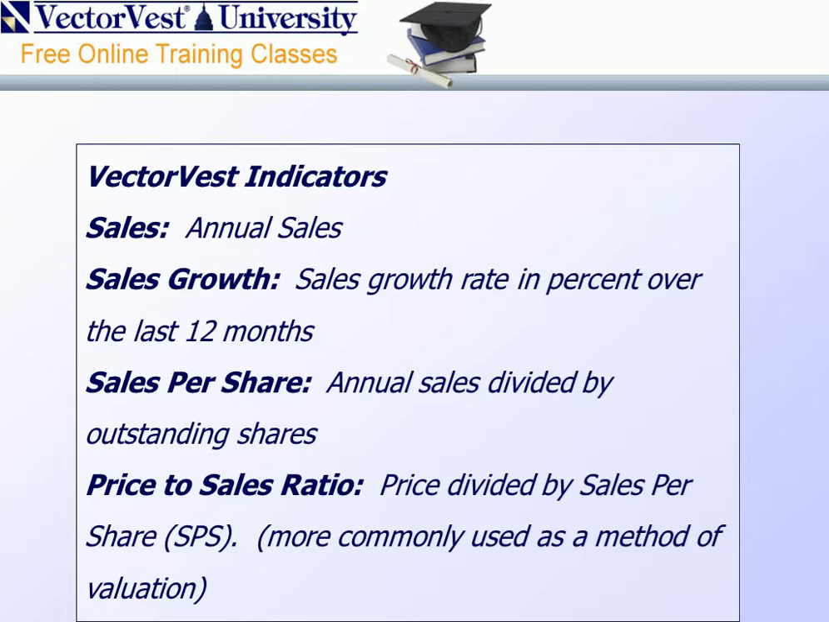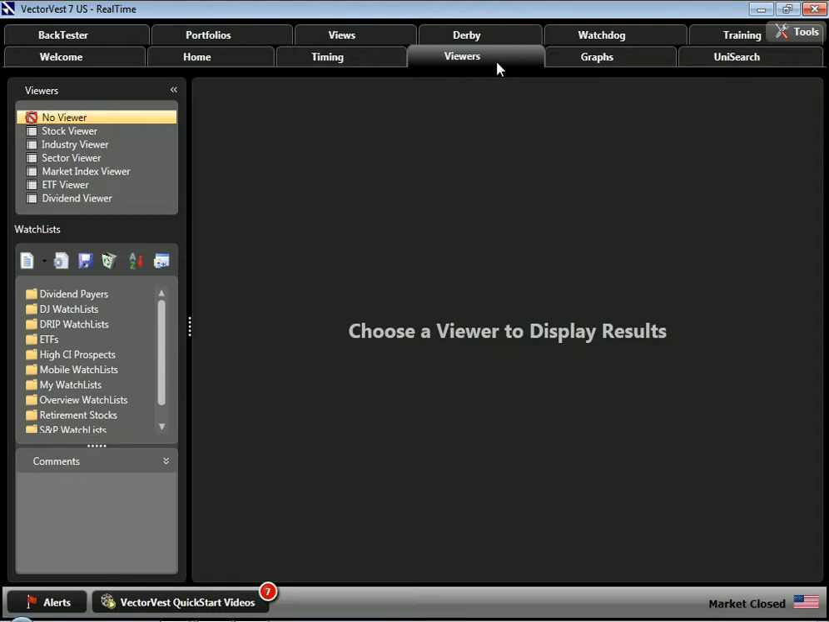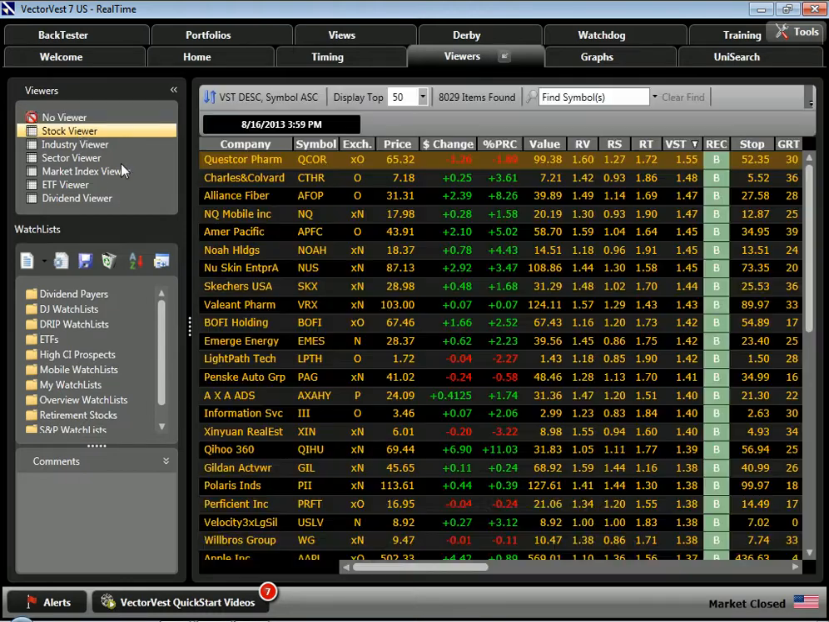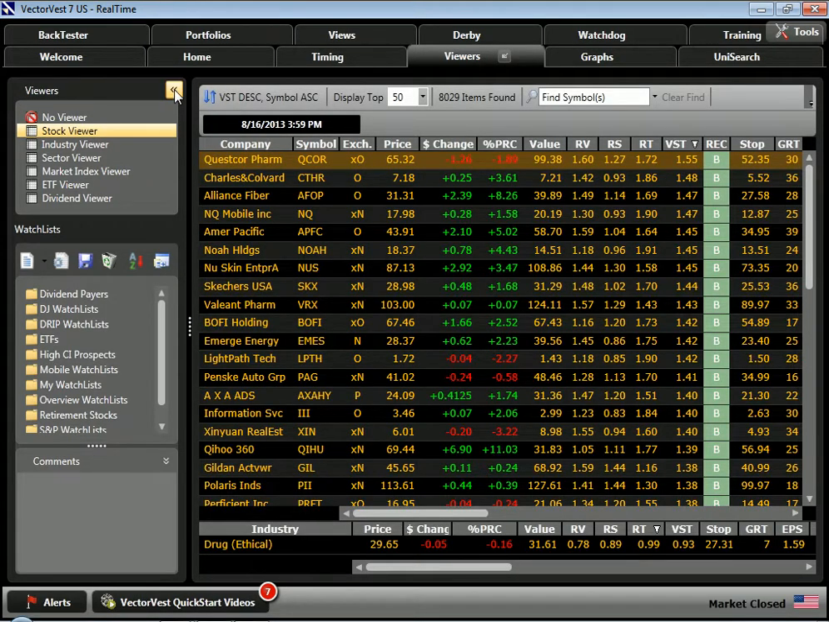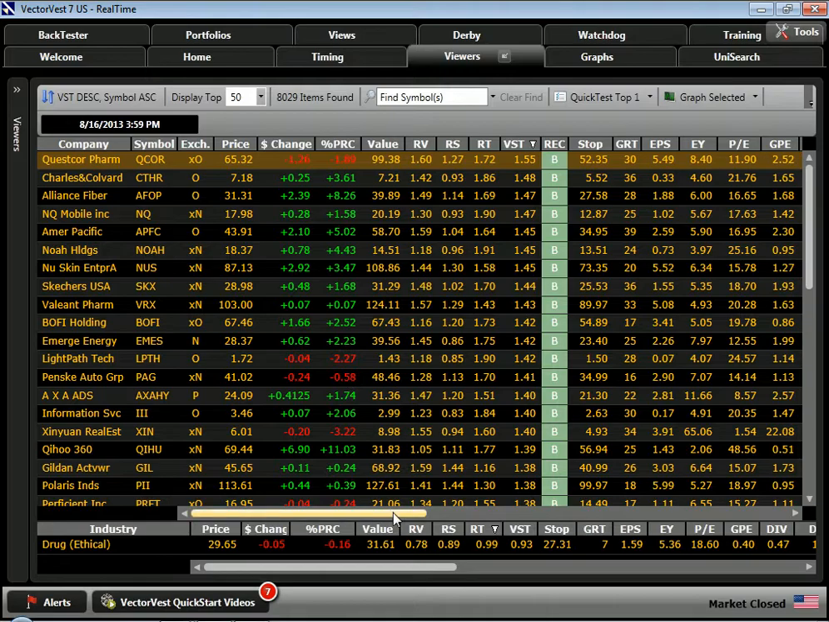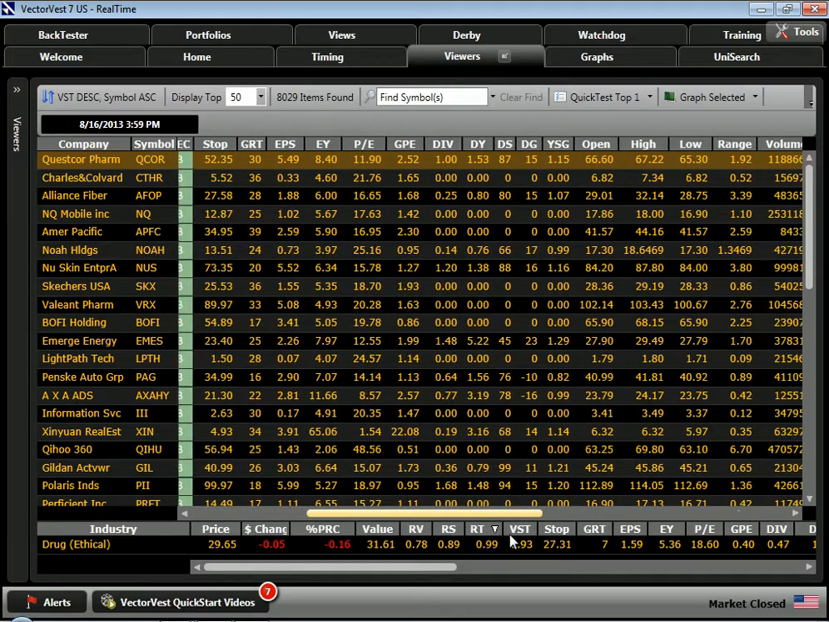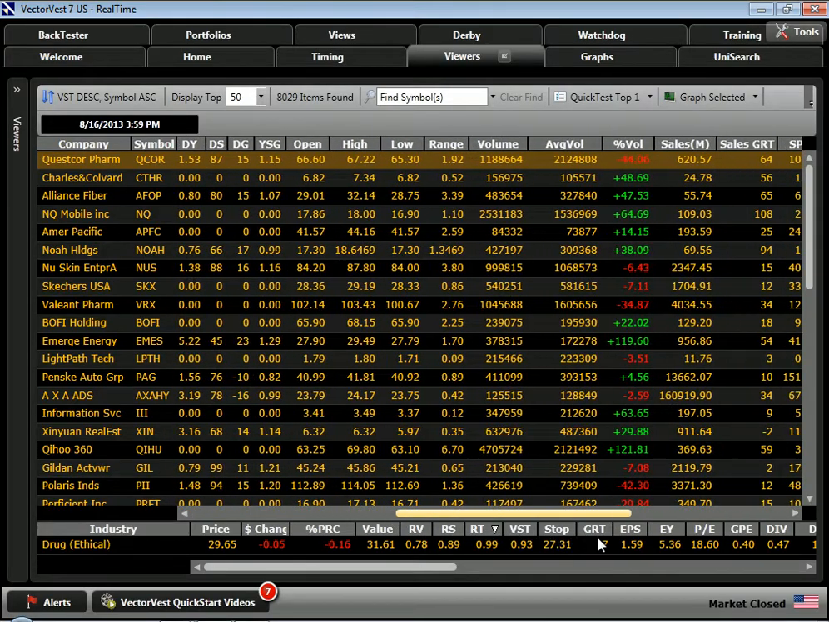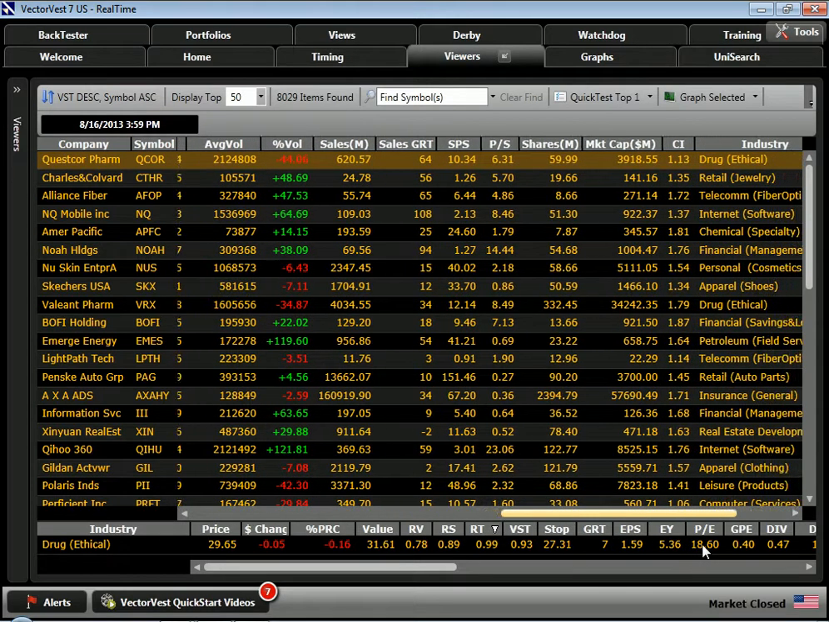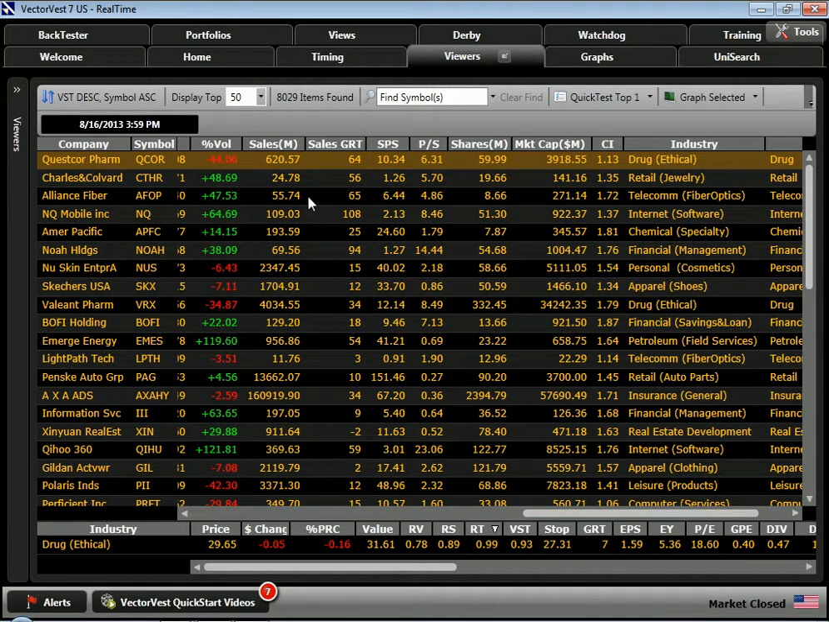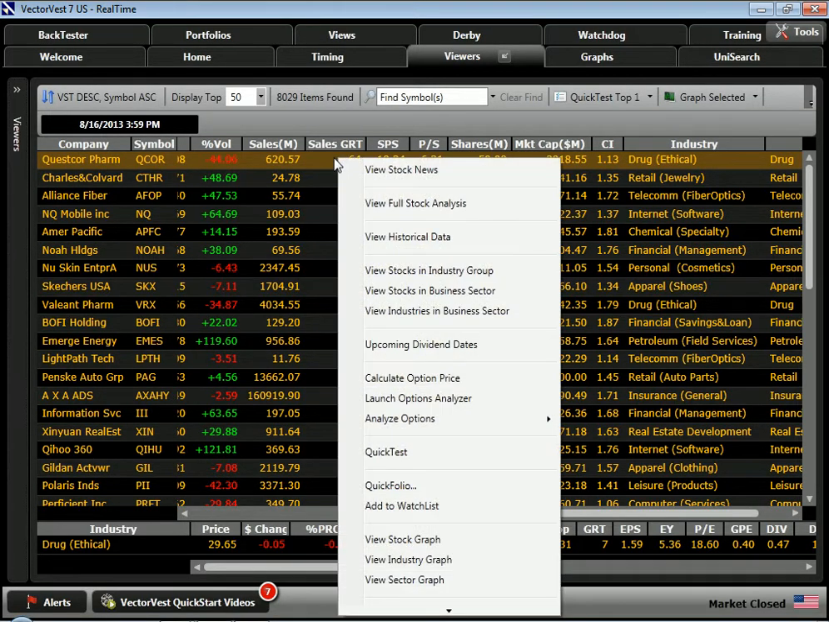Let's take a look. From the home page, we'll go into the Viewers tab, and we'll choose Stock Viewer. Minimizing the viewer's window, if we scroll to the right, once you get past the dividend information, the open, high, low, close, volume, here's all of our sales information off on the right-hand side of the database. And here we see sales, sales growth, sales per share, price to sales ratio, total number of shares, and the market cap.